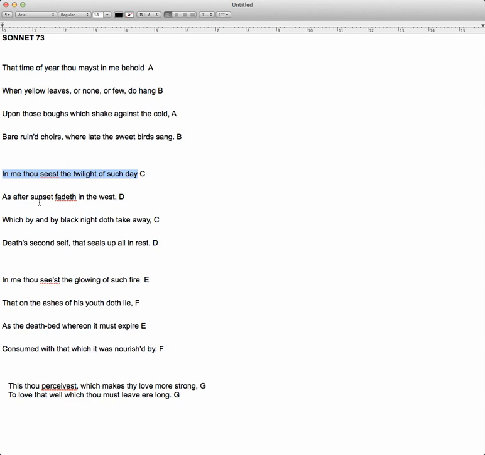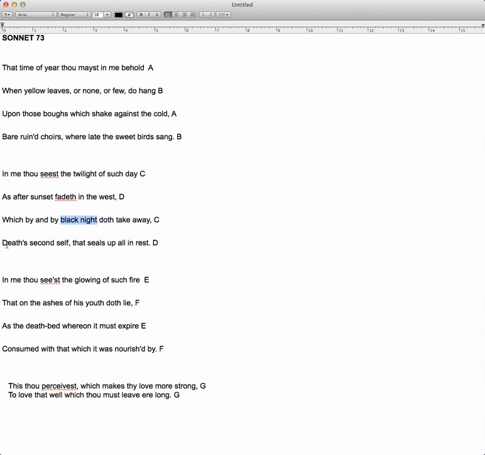Okay. So I think what he's getting at here now, he's still talking about his age, but he's comparing it to the time of day. He's using another metaphor. So if the first quatrain was a metaphor comparing old age to autumn, now in this second quatrain, he's comparing old age to the time of day, going from twilight into black night.